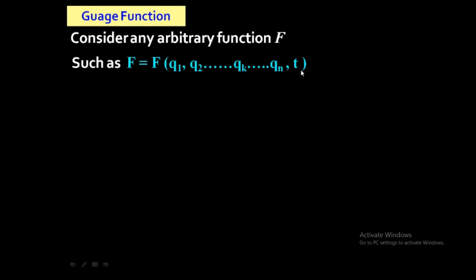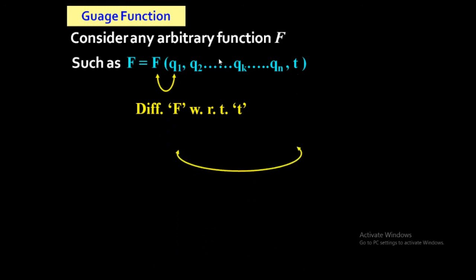Suppose we are differentiating this with respect to t, differentiate f with respect to t. How to differentiate this type of equation I already taught you in the last lecture. If I want to differentiate the left hand side with respect to t, then it will become df by dt. If I want to differentiate the right hand side, first of all I have to differentiate with q1 and then q1 with t. So how can I differentiate this equation?